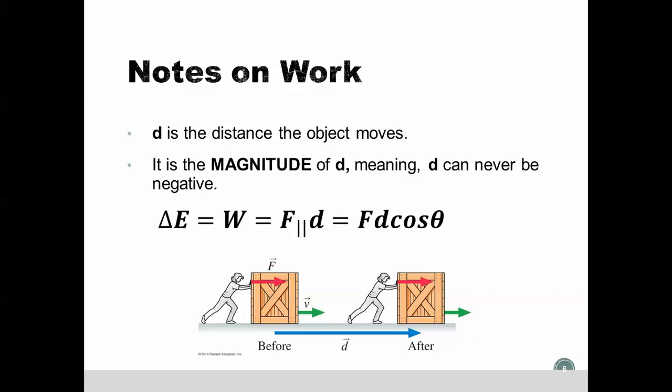D is the distance that the object moves. It's not a vector. Well, it is a vector, but in this equation, it's going to end up being magnitude. This has to do with vector calculus, which we're not going to talk about. You just need to understand that the force and the displacement are only given in magnitude. So the D is how far the object travels. So D can never be negative.